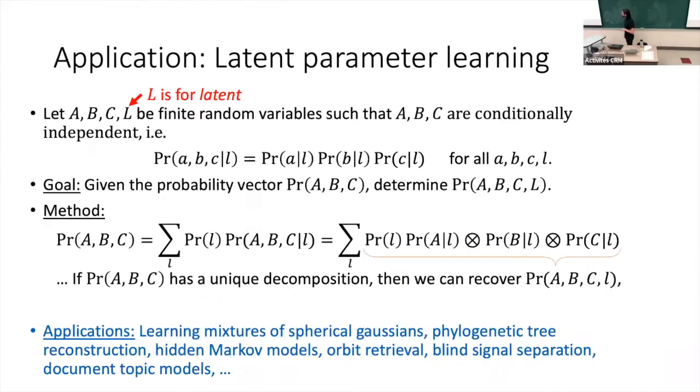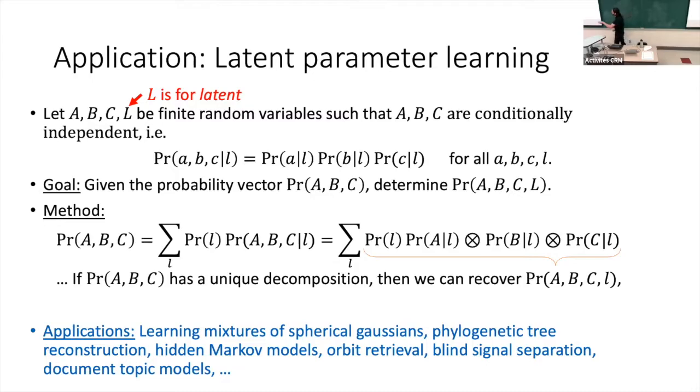All right. So here's an application of finding tensor decompositions and proving that they're unique in statistical machine learning. Let A, B, C, and L be finite random variables, such that A, B, and C are conditionally independent depending on the outcome of L.